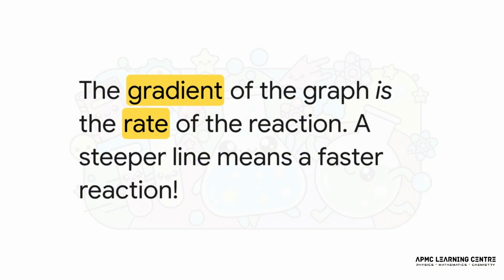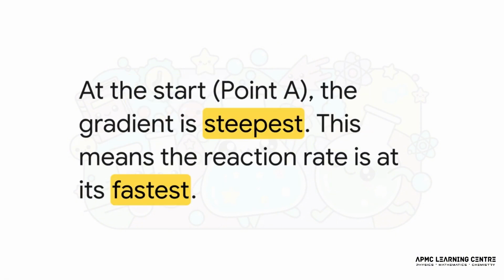When we plot that data, the steepness of the line, what mathematicians call the gradient, is the rate of the reaction. Let me say that again because it's huge. The steepness of the line literally tells you the speed of the reaction. A really steep line means a really fast reaction. A shallow line means a slow one.